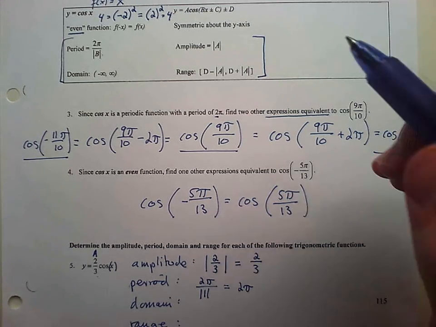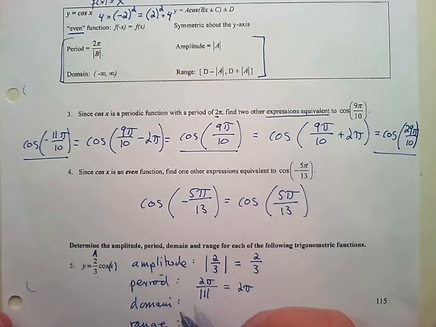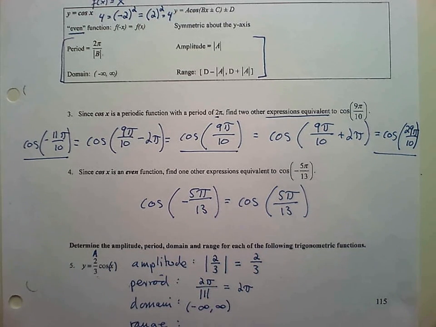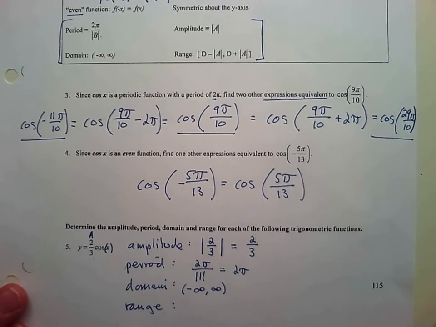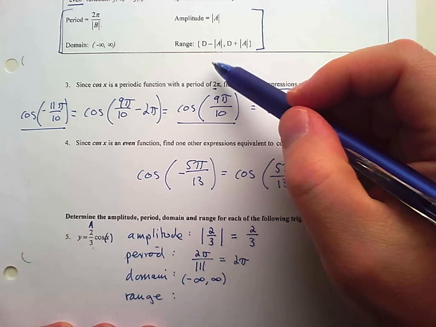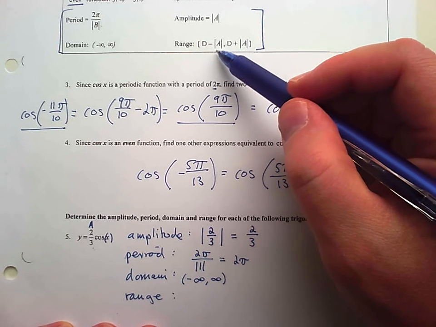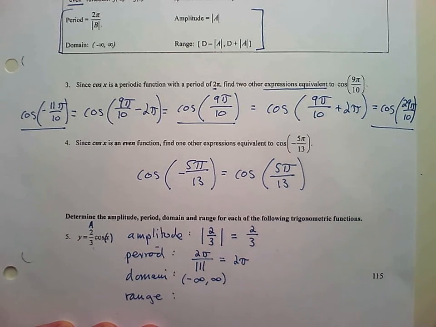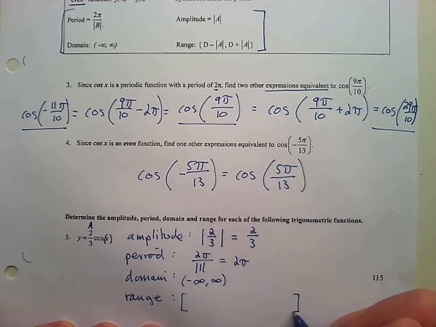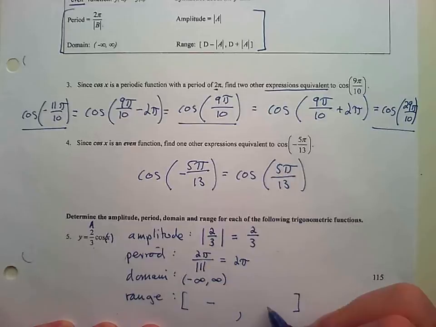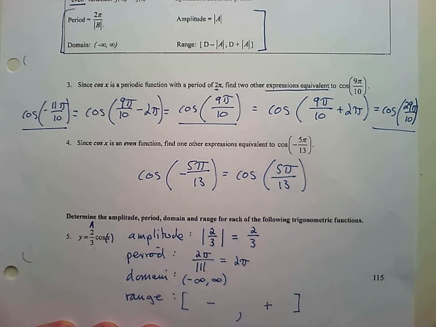Our domain is always just going to be from negative infinity to positive infinity, so that one is super simple. And now let's figure out what our range is. Let me scroll up a little bit here but keep everything still visible. For our range, we're going to be using this definition right here: D minus the absolute value of A to D plus the absolute value of A. And then all of this is going to be in square brackets, with the comma that separates them. We're going to figure out what D is, subtract the absolute value of A here, and add the absolute value of A right here.